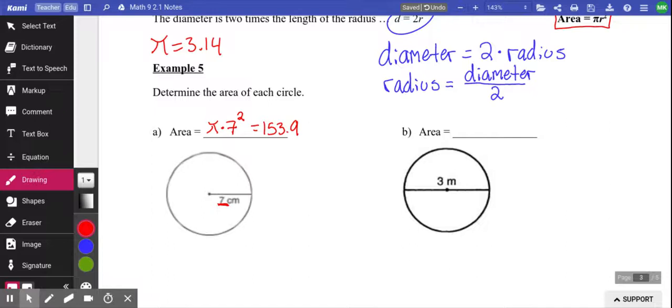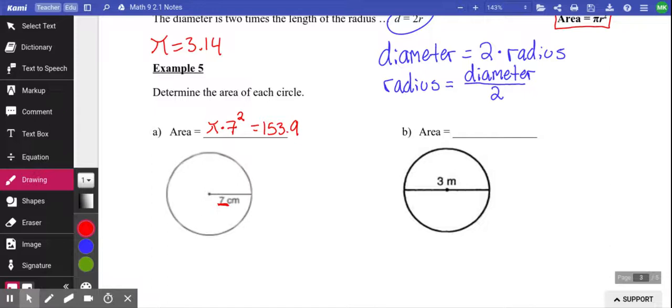For B, so you do 7 times 7 times pi, right? You're only squaring the radius. 7 times 7, because the radius was 7, times pi. And that's how you can put it in your calculator if you needed to. For that one, you could just do 49 times 3.14, that'd work too.